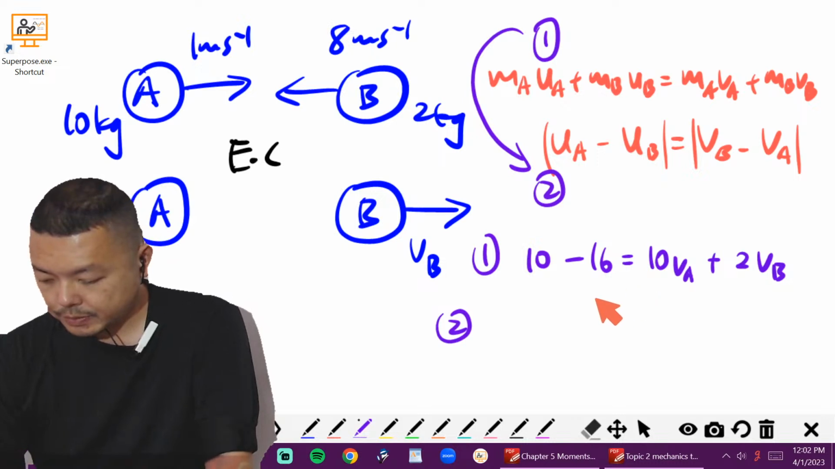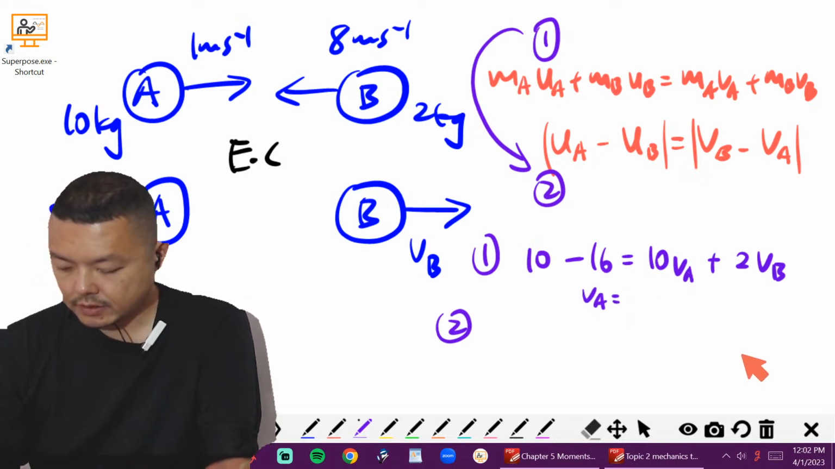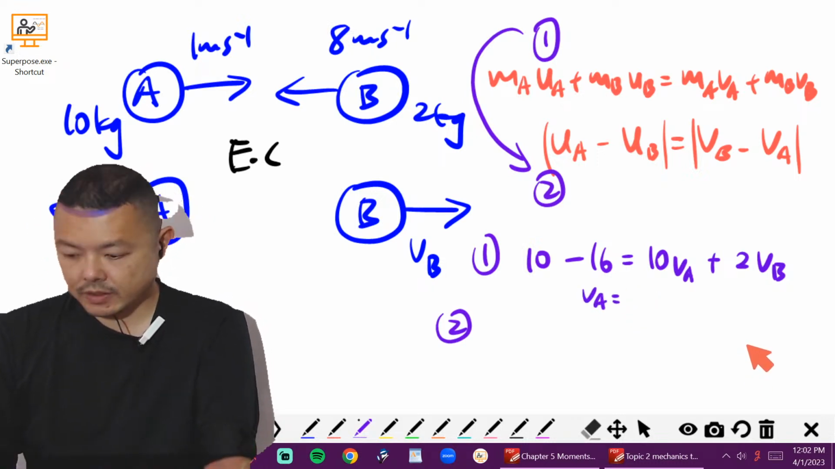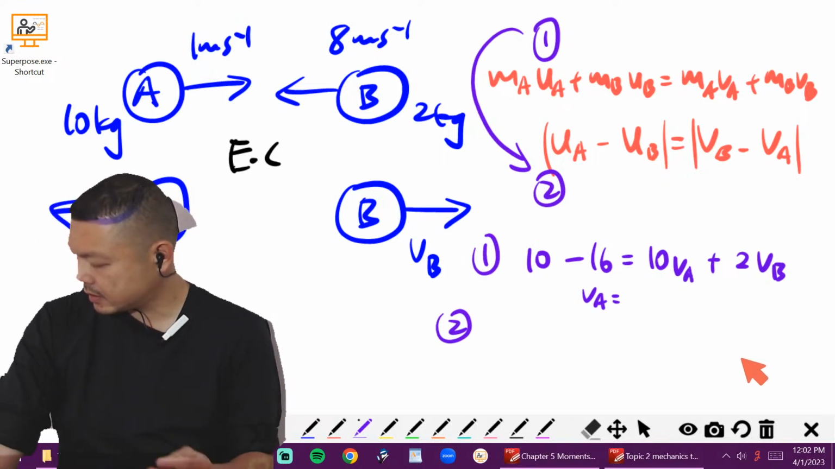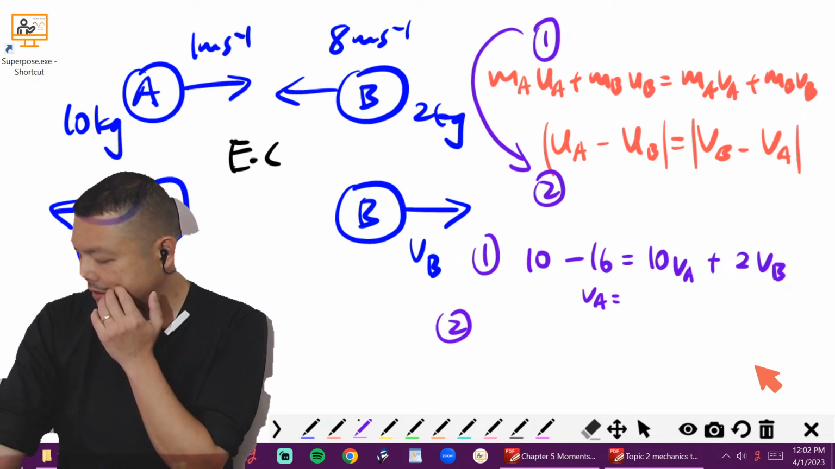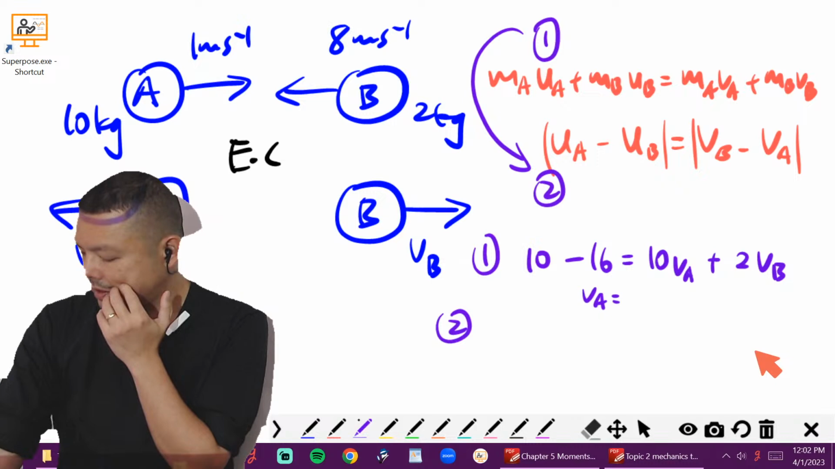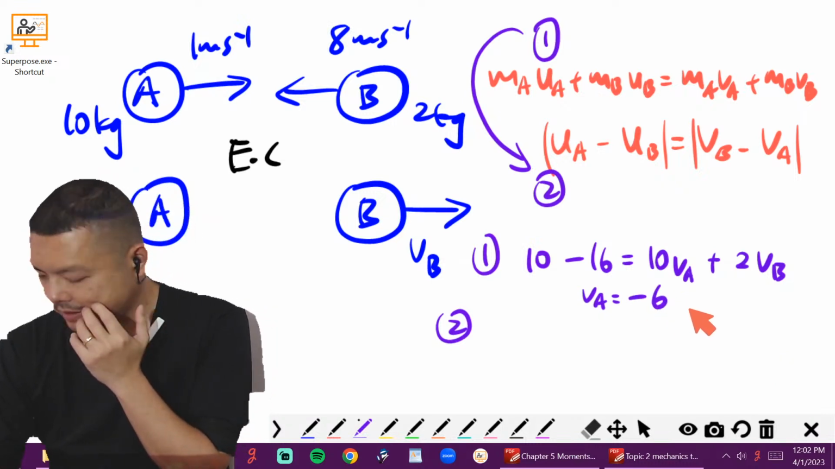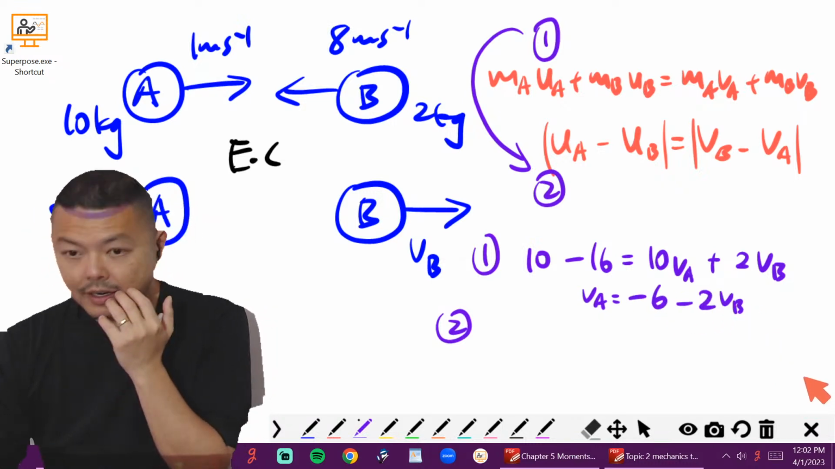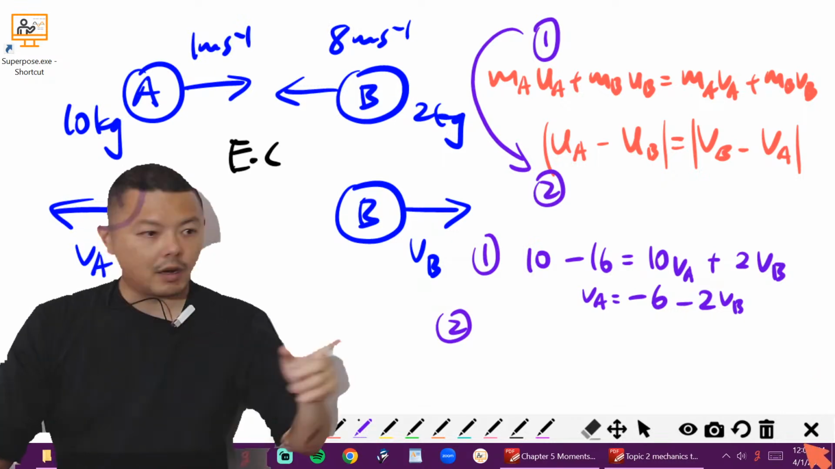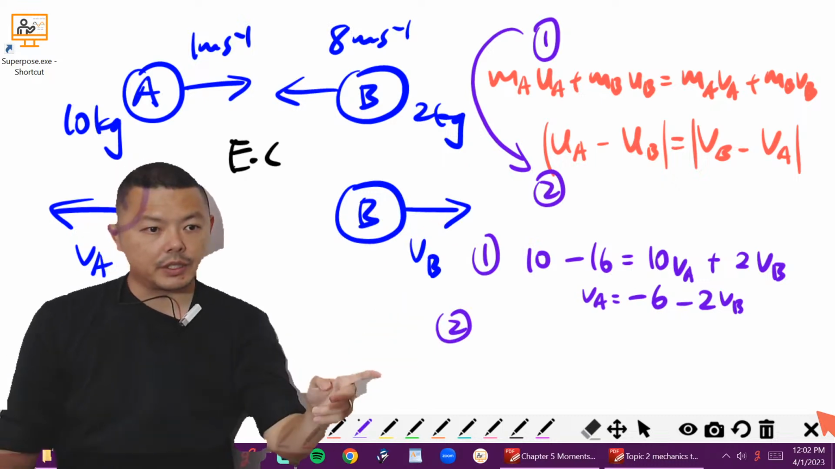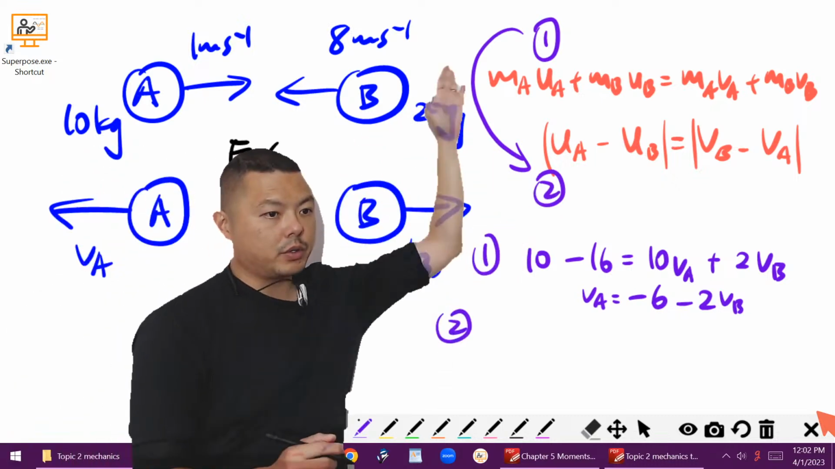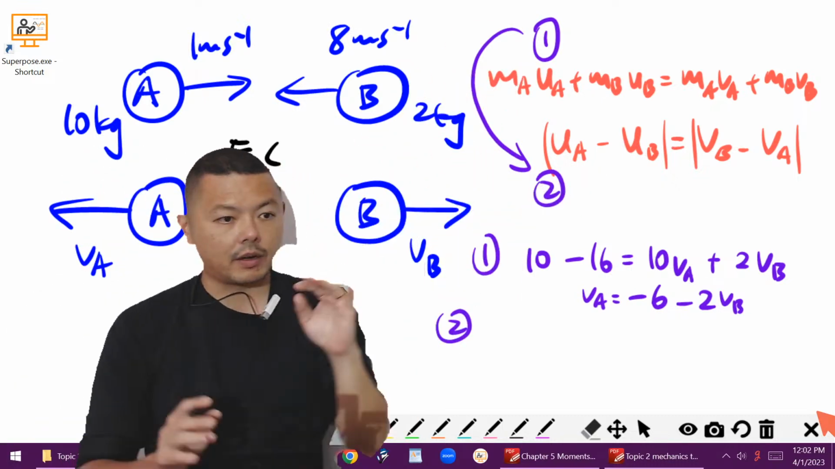so what you want to do is maybe you want to make VA the subject first. Let's say you make VA the subject. What's the answer for VA? You will get minus 6 minus 2 VB, correct? Minus 6 minus 2 VB, yeah? Right. You will sub this into the other equation. You do not do it the other way around. You don't work this one first, then you sub it into number one, right?